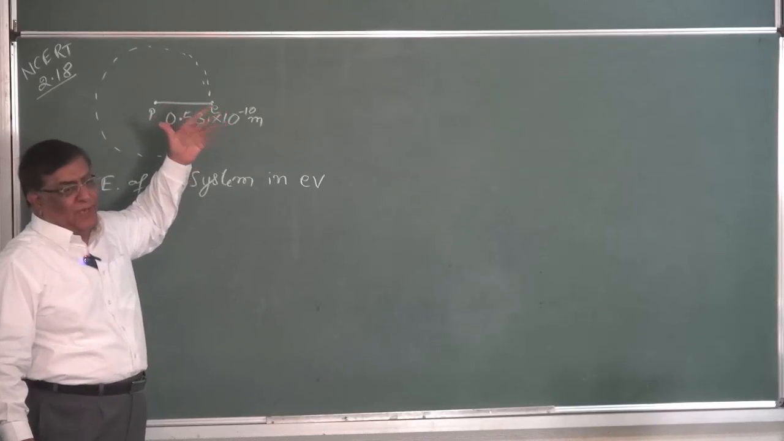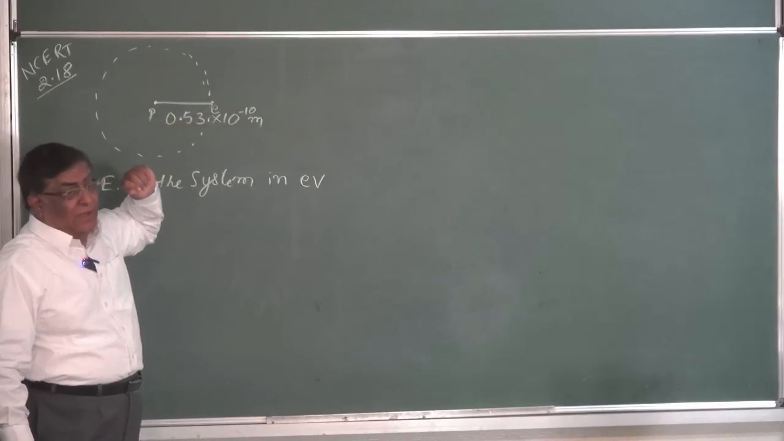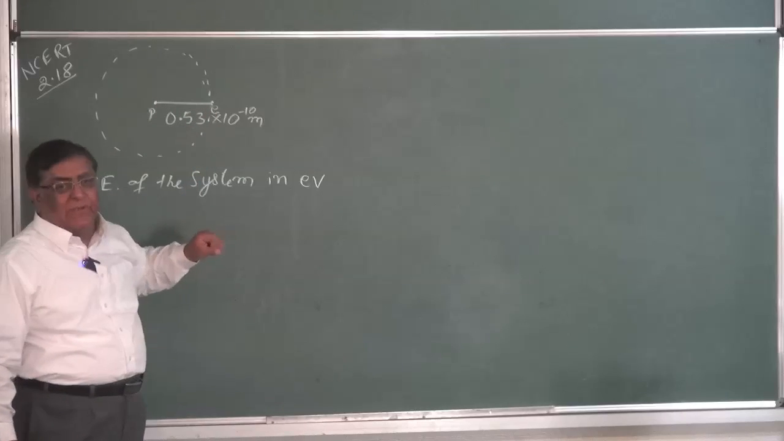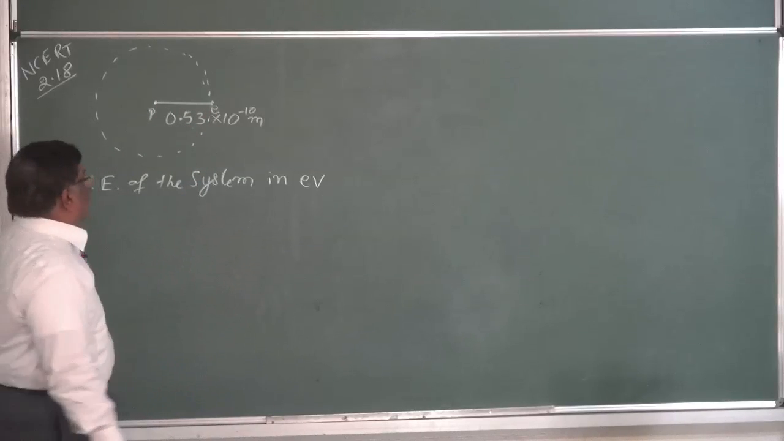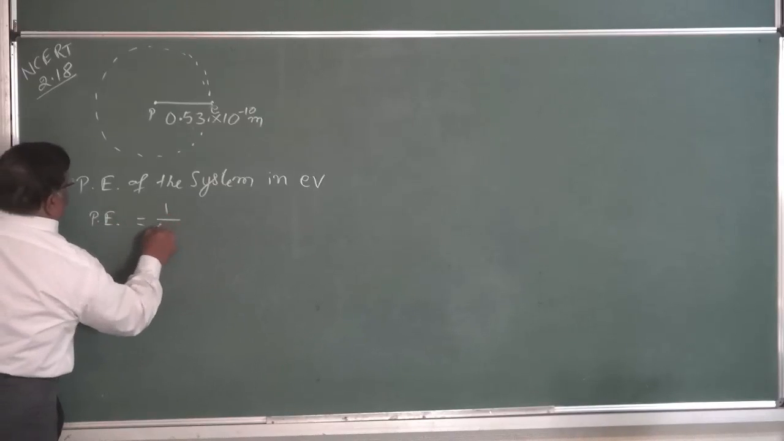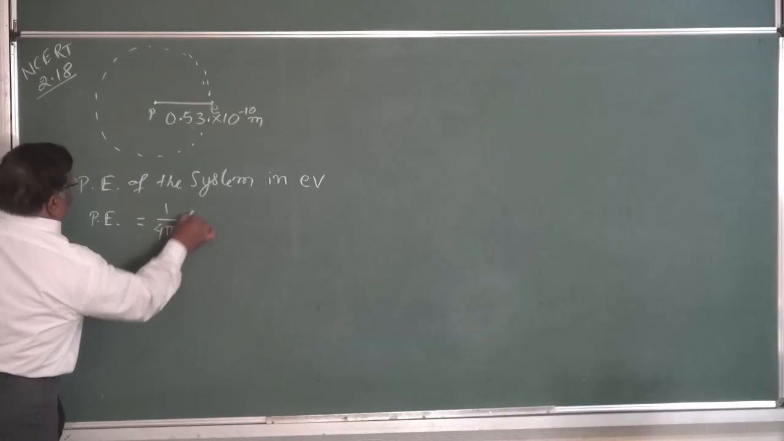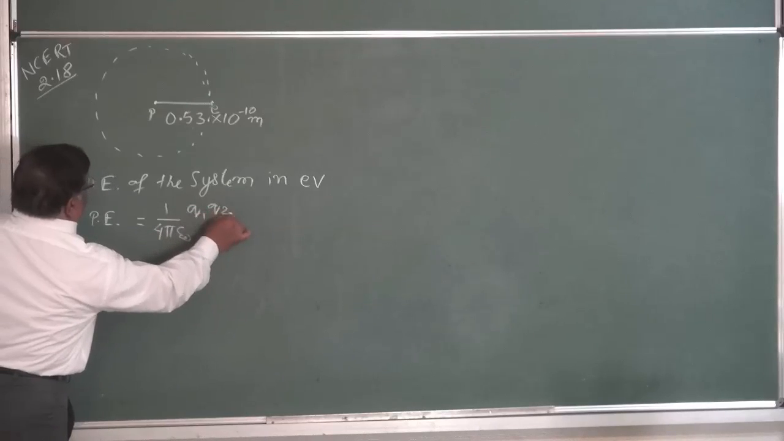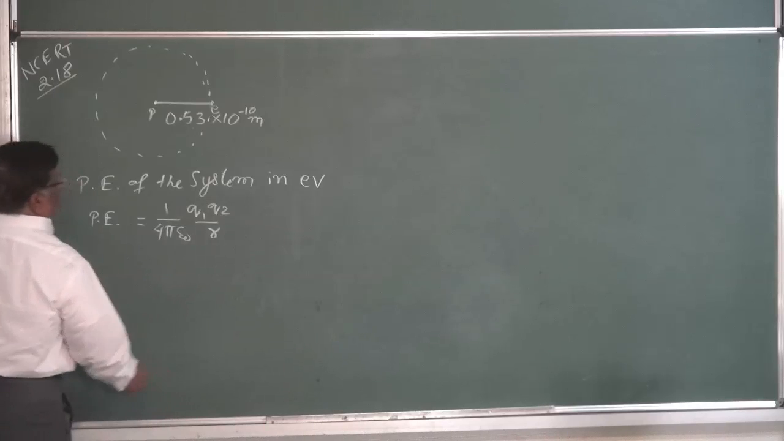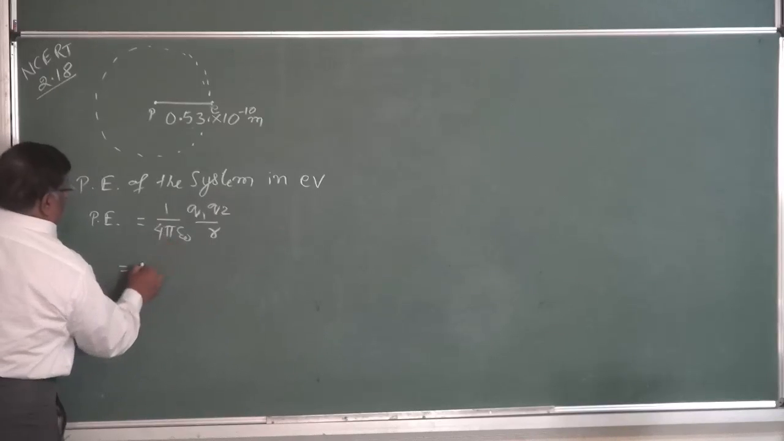Have you done any formula? There are two charges located at a certain distance. What is the potential energy of the system? You know it very well. Electrical potential energy of the system is equal to 1 upon 4 pi epsilon naught Q1 Q2 upon R. Put the values in this and you will get it.